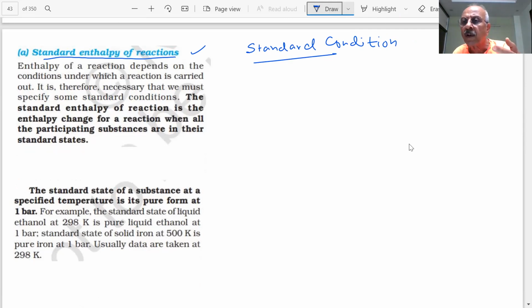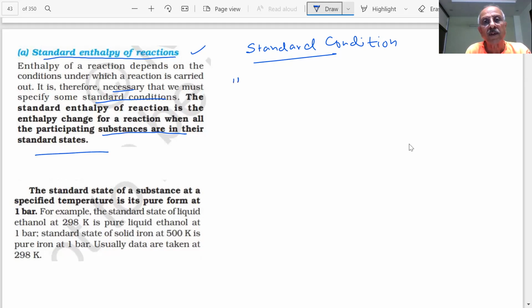What is a standard value? Which is the same everywhere. It is not that my value is different, and if you go to some other country, the value will change. No. When we use standard conditions, those values will always be the same everywhere. Am I right? Therefore, enthalpy of reaction depends on the conditions under which the reaction is carried out. It is necessary we must specify the standard conditions. The standard enthalpy of a reaction is the enthalpy change of a reaction when all the participating substances are in their standard state, students.